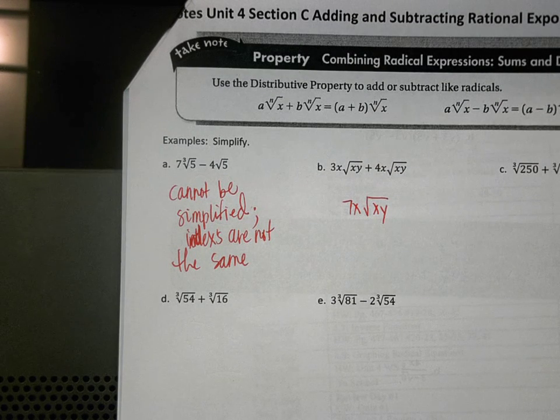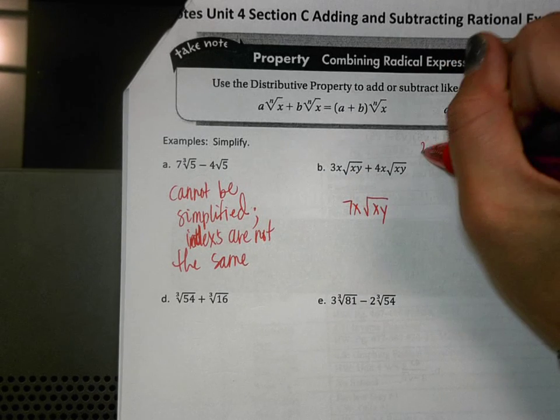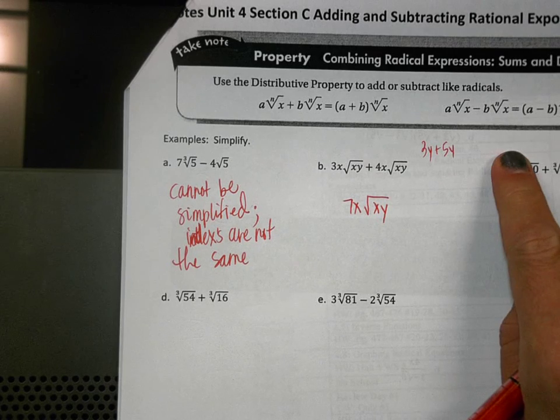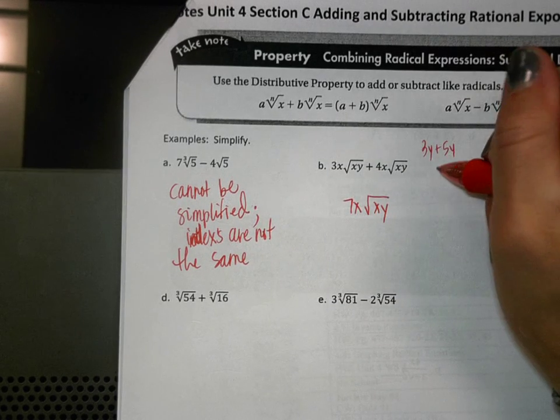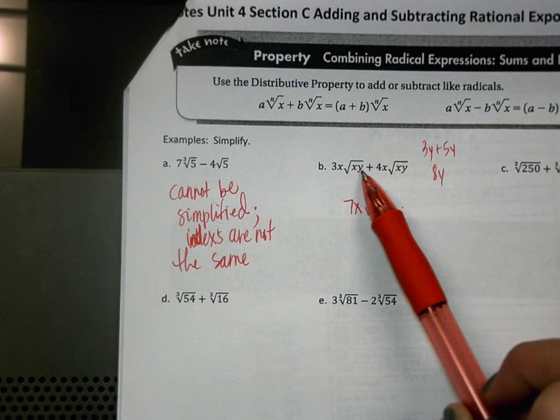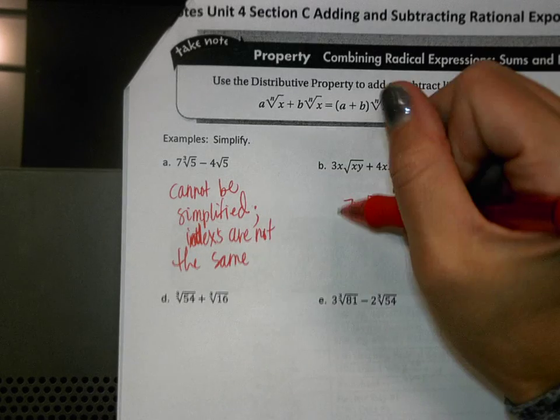So that's it. It's almost like if you were adding 3y plus 5y. You can only add them if they're both y's, right? And then you add them together, and that becomes 8y. It's the same idea here. In order to add them, the roots have to be exactly the same, and then you just keep that same root, and you just add the numbers that are in front. Okay? All right, so then C.